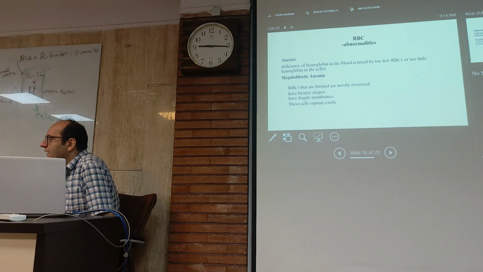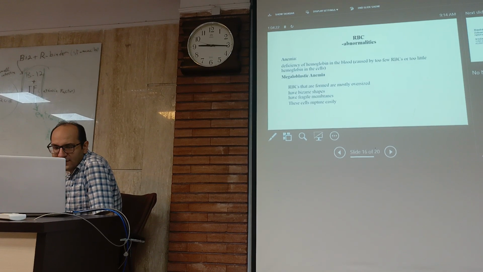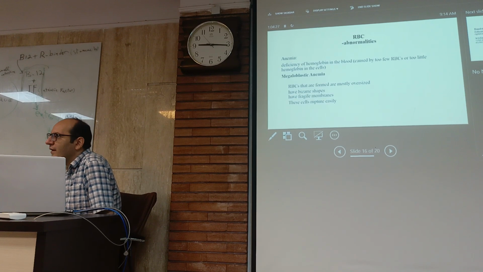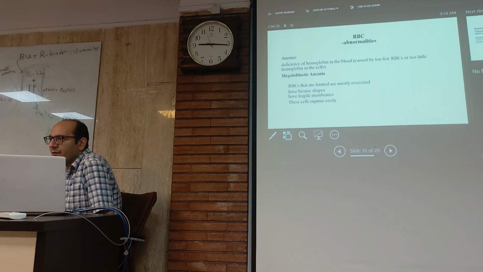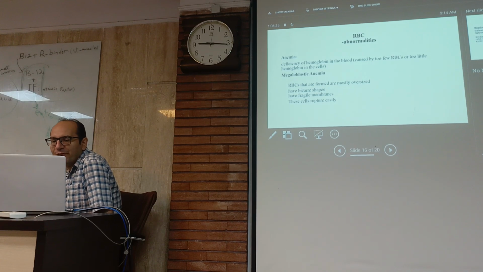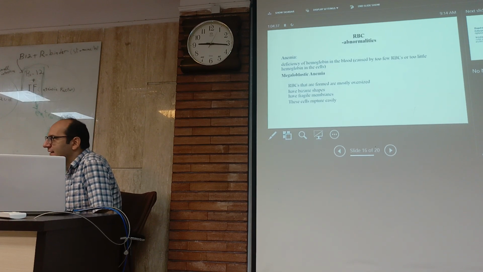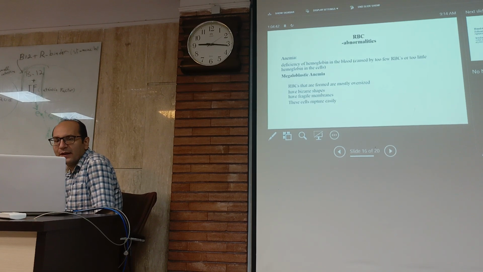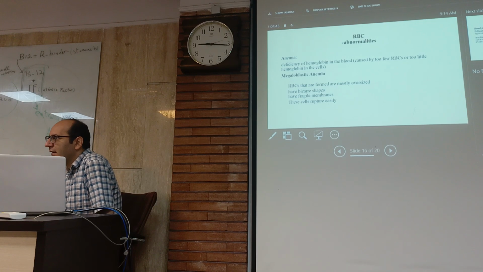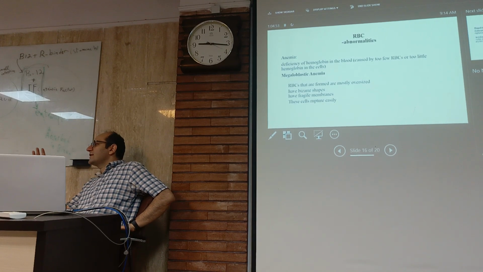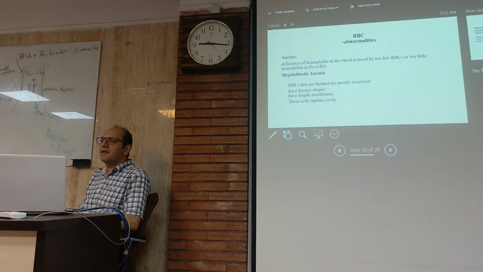The other type of anemia is megaloblastic anemia. In megaloblastic anemia, the RBC formed are mostly oversized or have a bizarre shape. Bizarre shape means unusual shape. They have a fragile membrane, and these cells rupture easily. Pay attention: we have megaloblastic anemia when B12 decreases in our body. In other words, B12 deficiency leads to megaloblastic anemia.